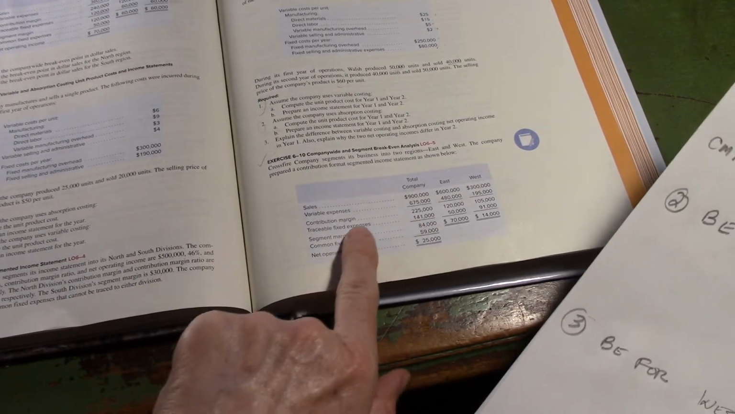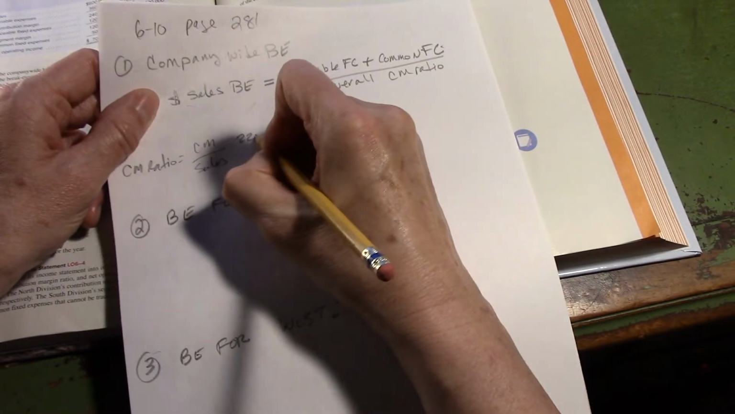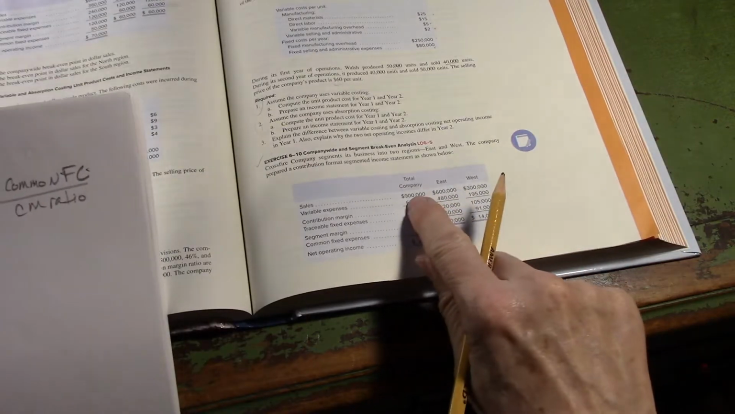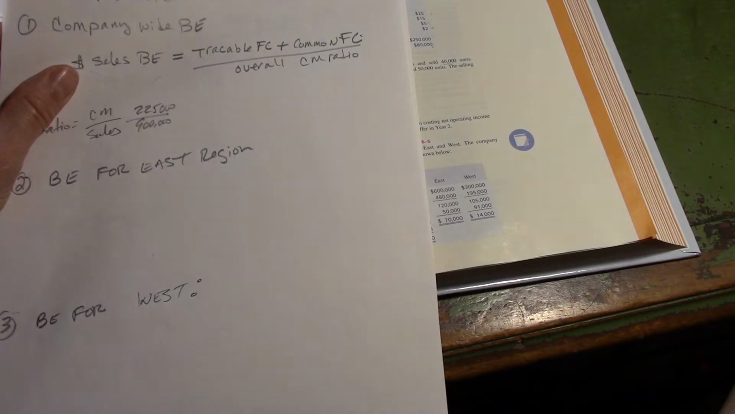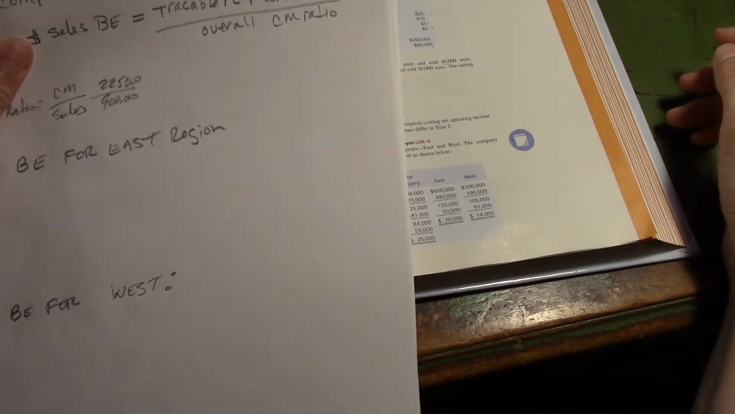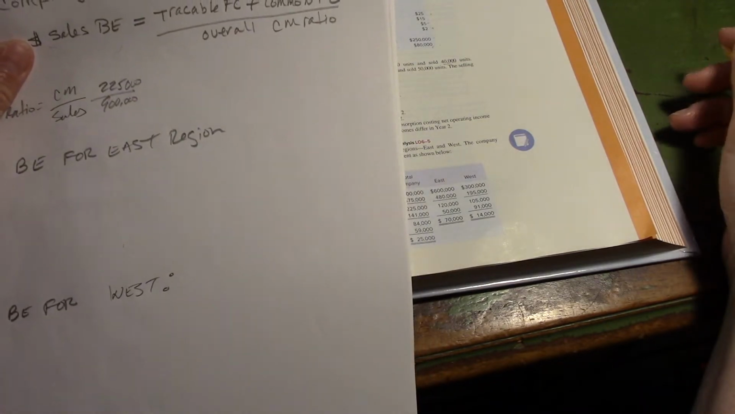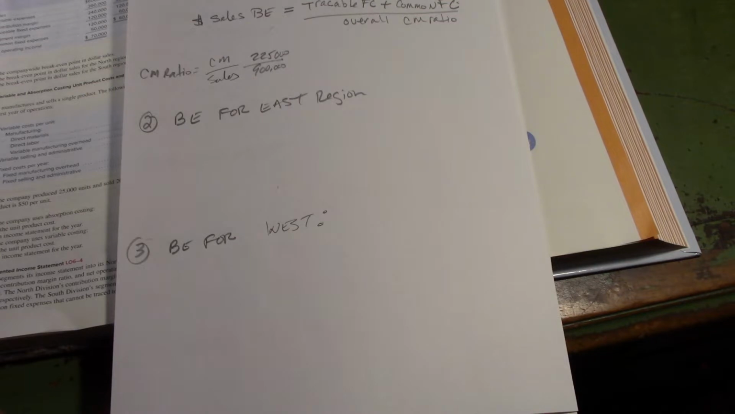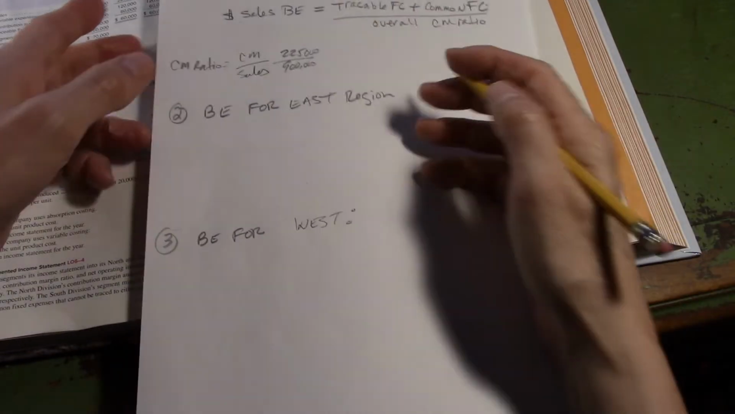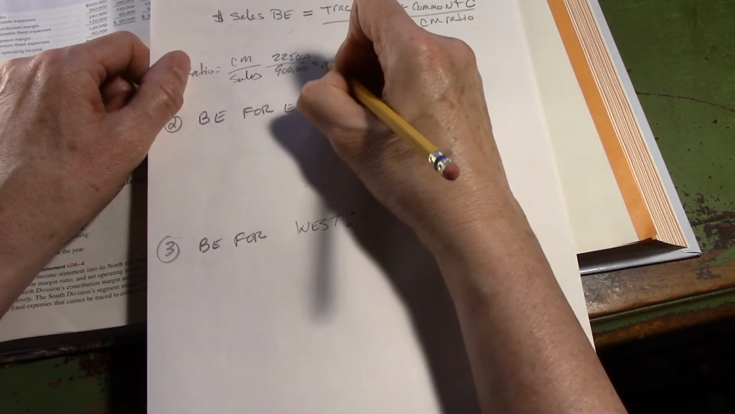So 225 divided by 900,000 is equal to 0.25. Yep, 25%. So that's equal to 0.25.